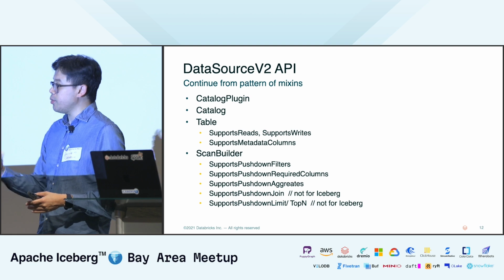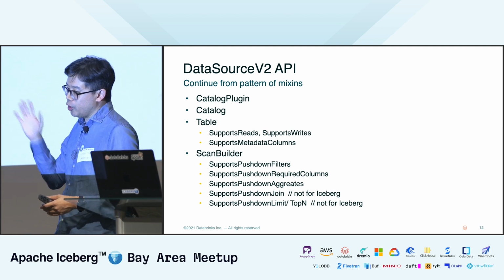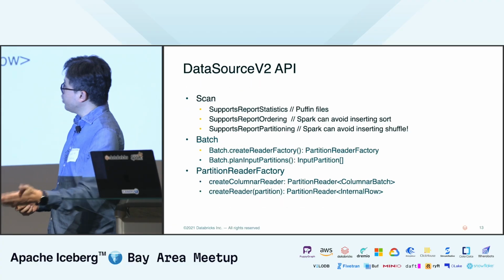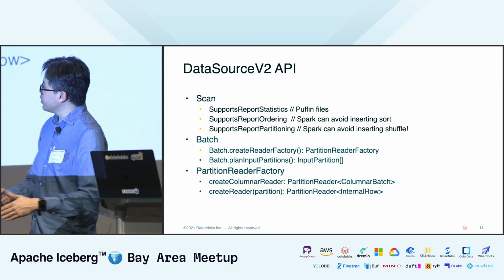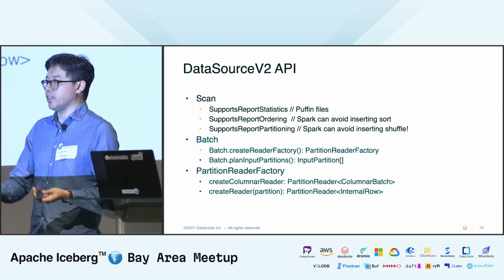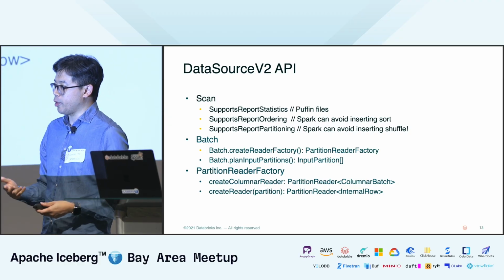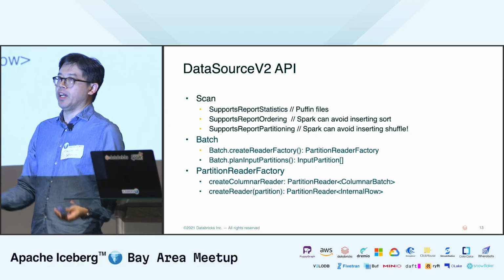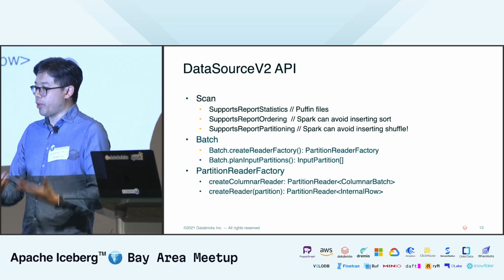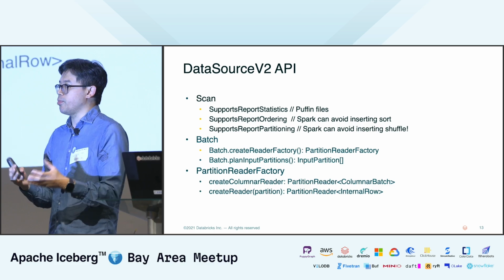So there's even JDBC data sources that can benefit from this API. In fact, they do today. You can push down entire joins to the data source. And then once you're ready to read, you make a scan, and there you can say I report statistics to Spark. And if you do, then Spark can read statistics for the cost-based optimizer. So Iceberg has the Puffin files that you can read from. You can say I report my ordering or partitioning, and Spark can actually skip entire shuffles or sorts based on that.